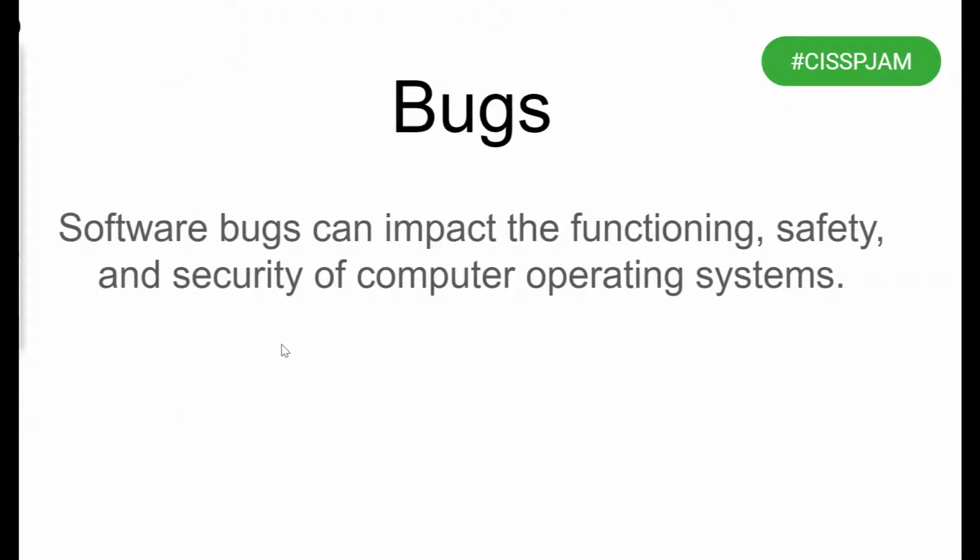Software bugs can impact the function, safety, and security of a computer operating system or any other application, but most importantly, operating systems. That's because Microsoft, Linux, Mac, these are all our main operating systems that we use. And if there is a bug or a vulnerability in those operating systems, those can be exploited to then further exploit other applications running on that computer system.